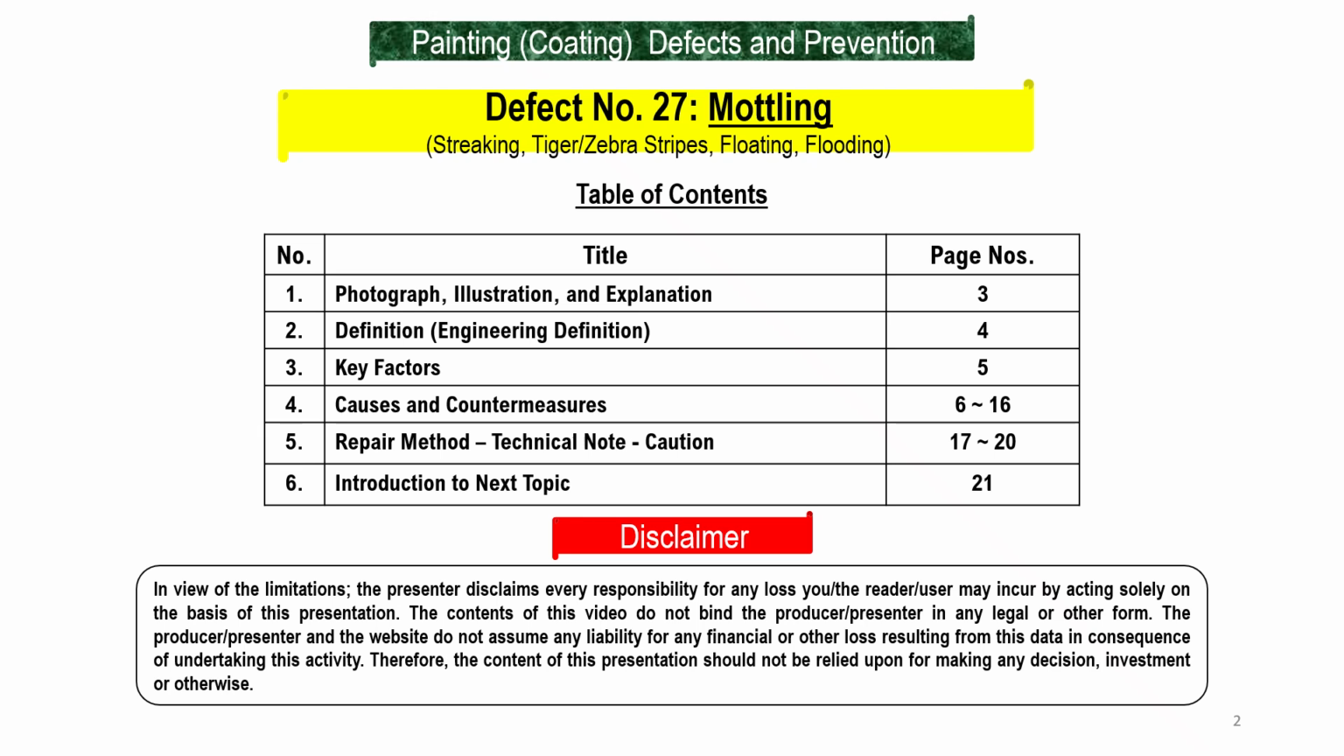The discussion would include the photograph related to mottling, illustration and explanation, engineering definition of mottling, key factors, causes and countermeasure, repair method, along with a technical note and a caution, and finally, as usual, introduction to the next topic.